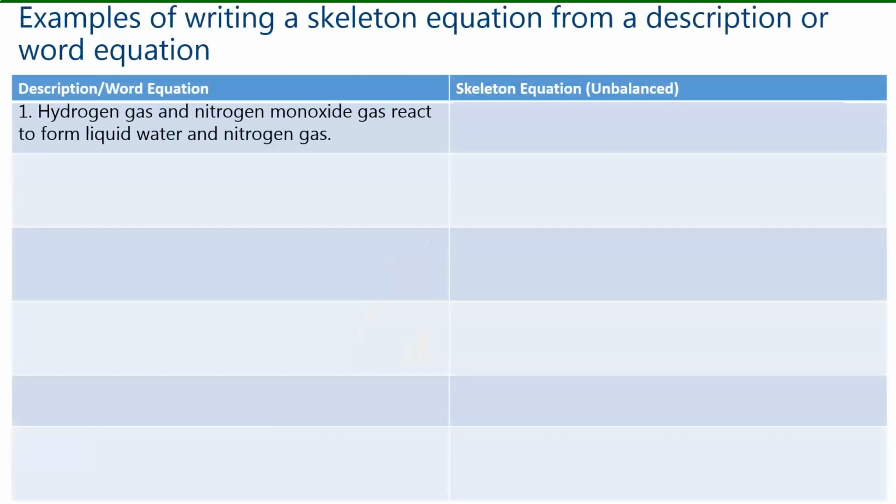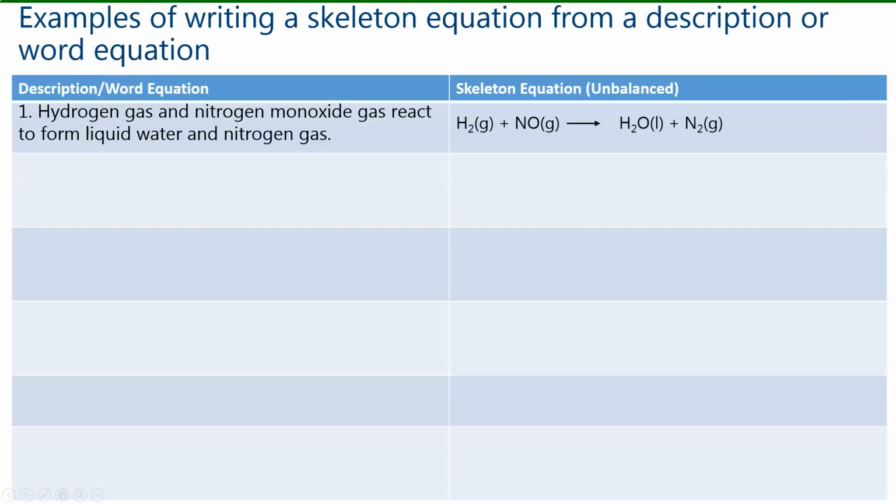First, we have a description of a reaction. It says hydrogen gas and nitrogen monoxide gas react to form liquid water and nitrogen gas. Let's write the skeleton equation for this description. And the skeleton equation looks like this.